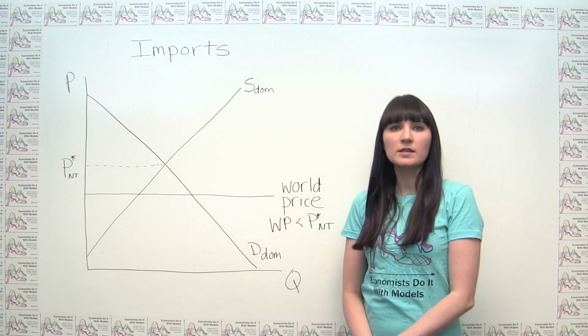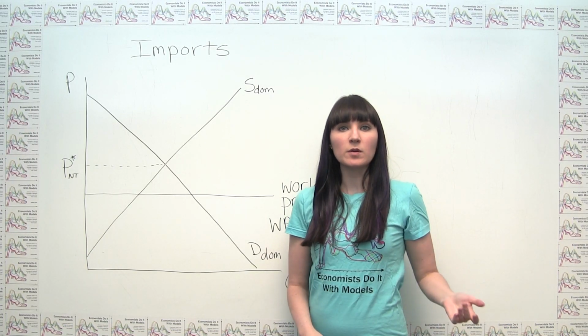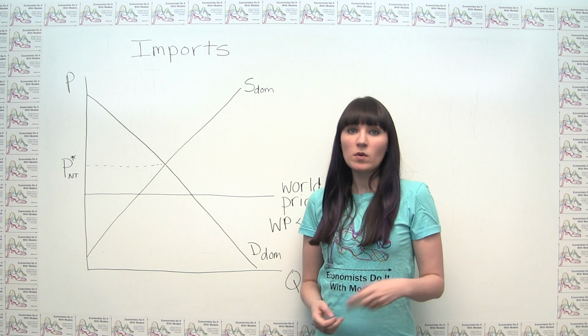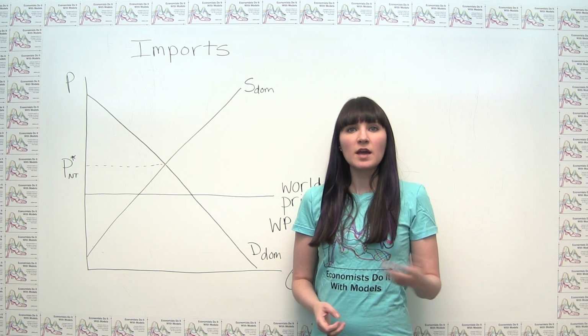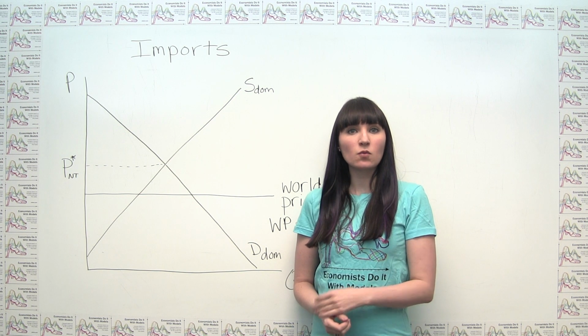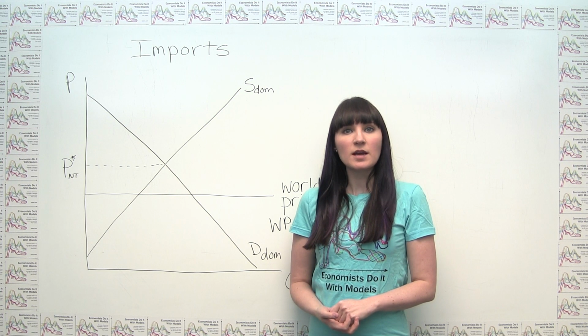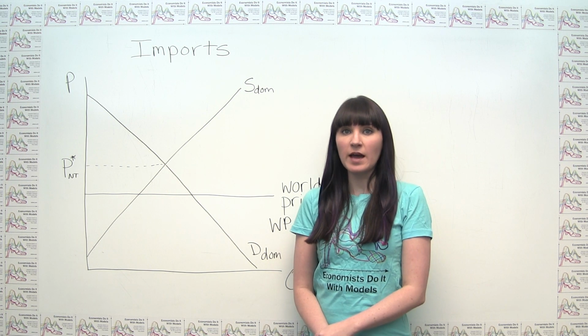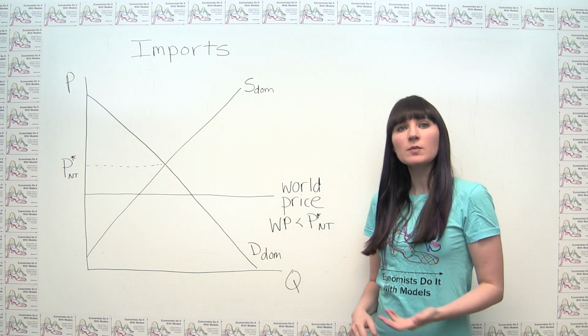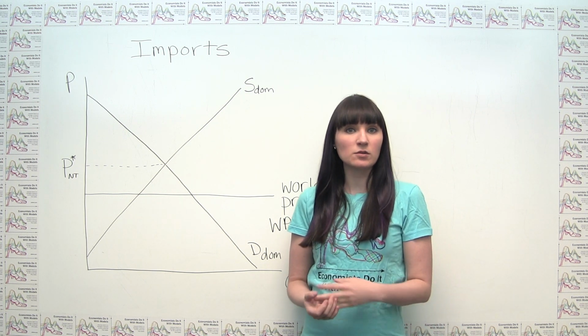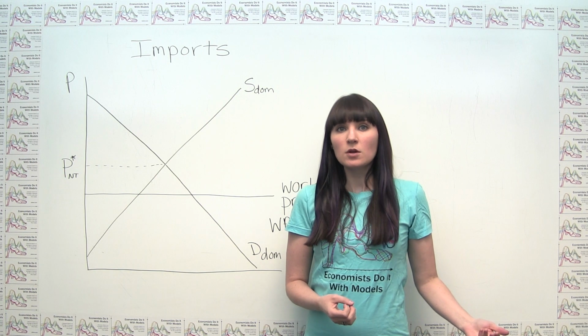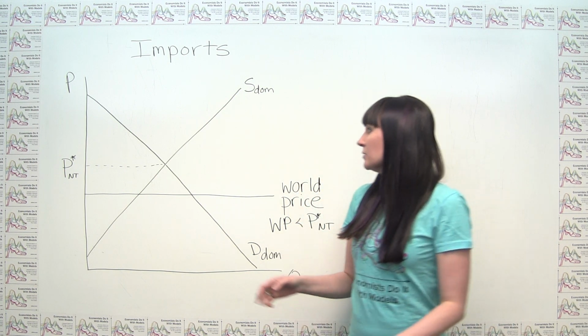Not surprisingly, countries are going to want to import or buy foreign-produced goods when there's a profit motive to do so. In this case, the profit motive comes when the world price, or the price at which goods can be bought on the world market, is lower than the price that would prevail in the absence of trade when the economy has to rely entirely on its own domestic supply. So we can see how to graph that here.